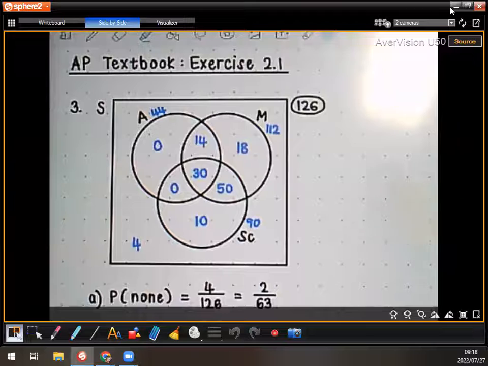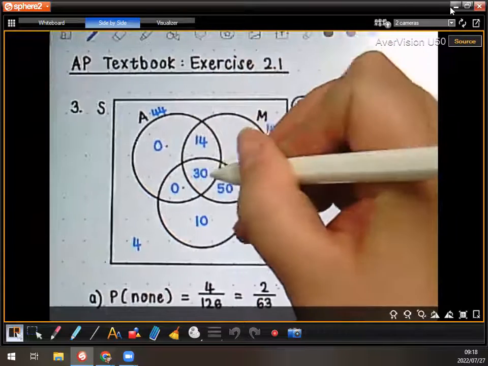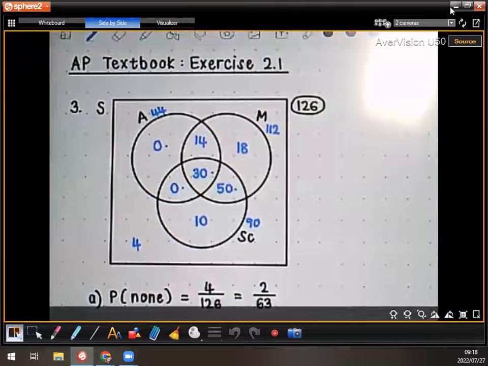Okay, so what did I fill in now, guys? Let me just make some dots here. I filled in the 0, the 30, and the 50. Okay, so that's what I filled in so far. Then they said nothing else. Okay, so now from there, I just worked with my totals, right?